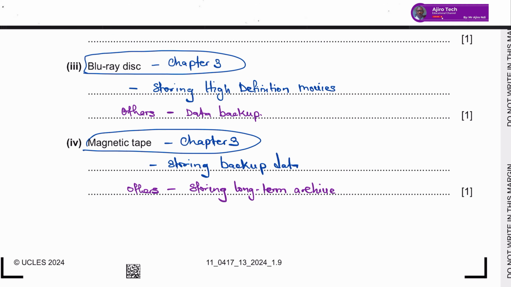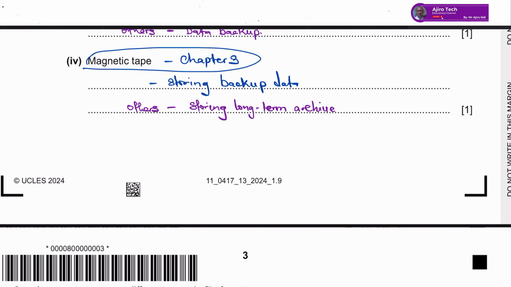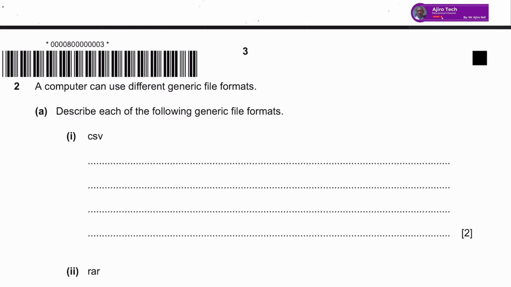Okay. Hopefully, we're good to go. Anything else for the Blu-ray that I want to talk about? Okay, so I've talked about for the Blu-ray, storing high definition movies. It can also be used for data backup. Camcorders can also use it to store movies. So the two have covered it.